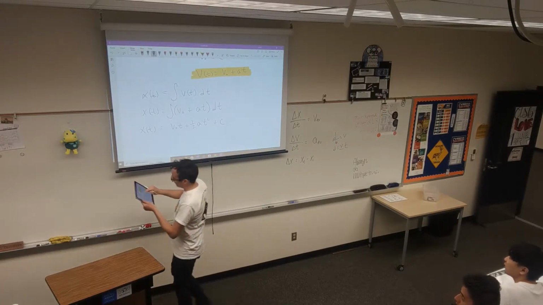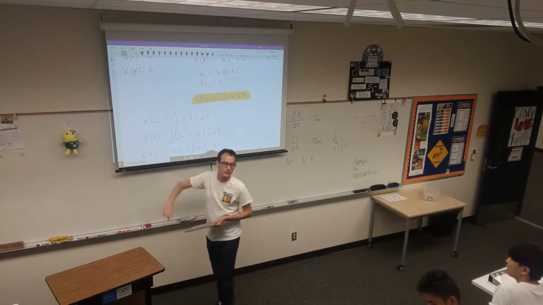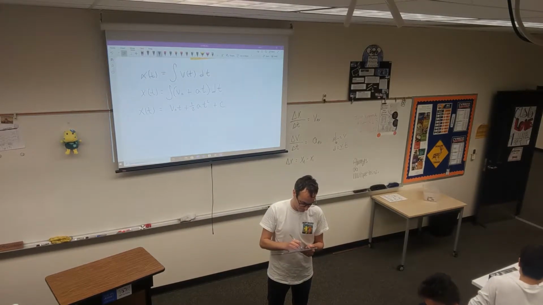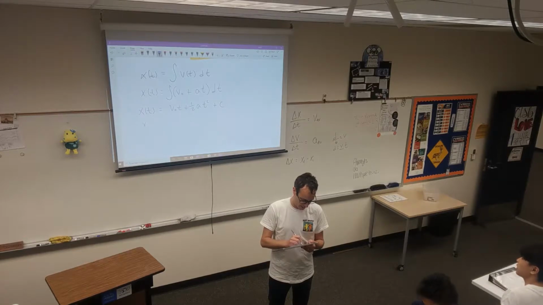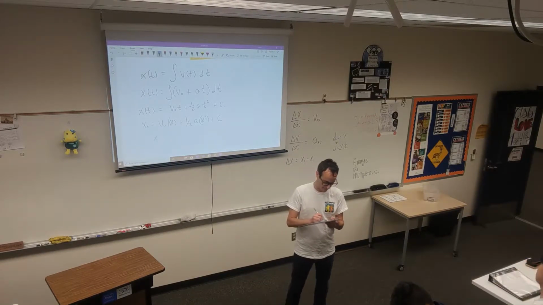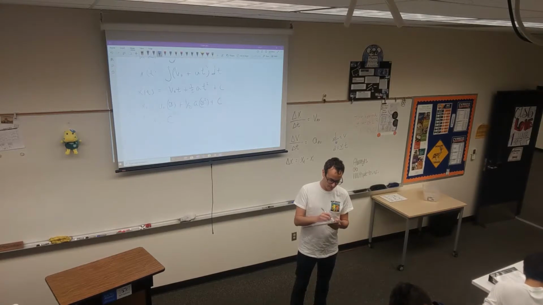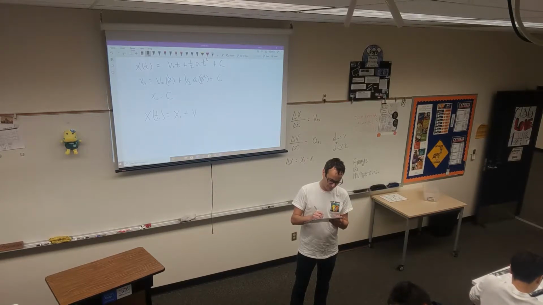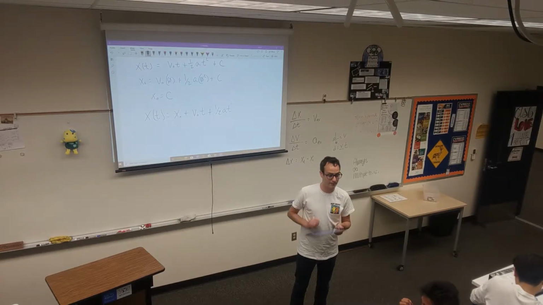But then we have some initial conditions. When time t equals 0, the position is x naught. So x naught equals v naught multiplied by 0 plus 1/2 a times 0 squared plus c. That means x naught is our c. So the position as a function of time is equal to the initial position plus the initial velocity multiplied by time plus 1/2 times the acceleration multiplied by time squared.